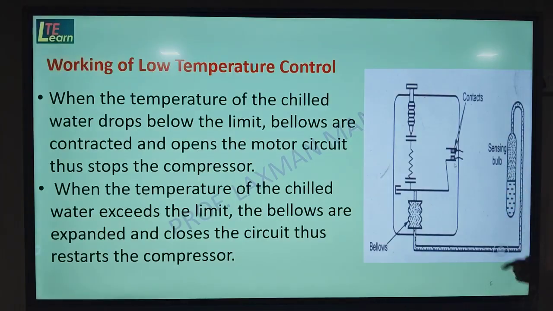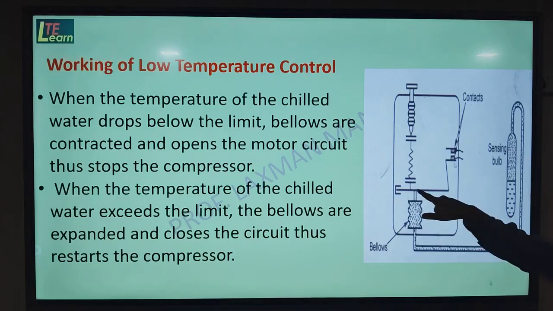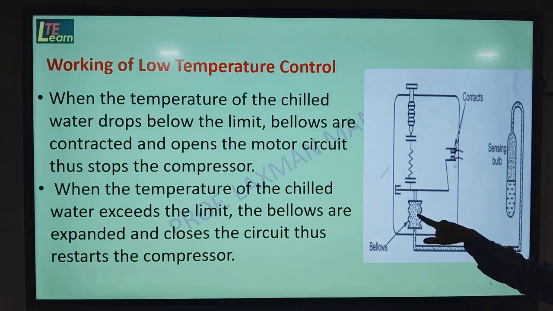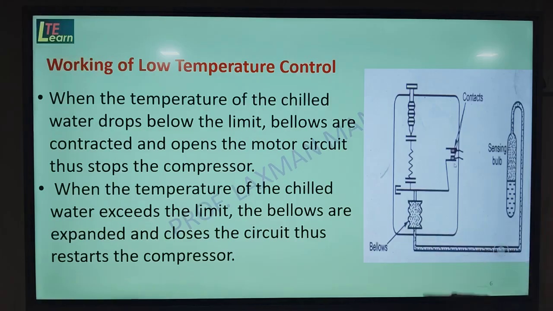Here you can see a plate that is connected to this bellow, and this bellow carries a substance with a low boiling point in gaseous form, stored in this part. This is called a sensing bulb. This sensing bulb is in contact with the cooling coil, so this is on the below side.